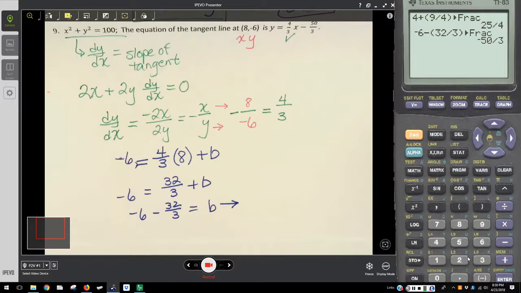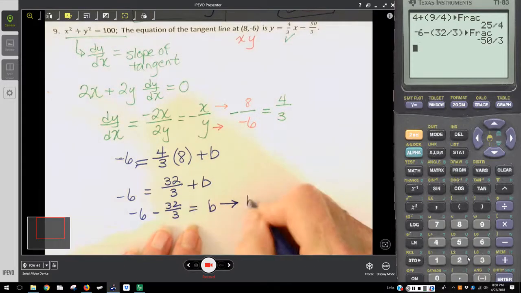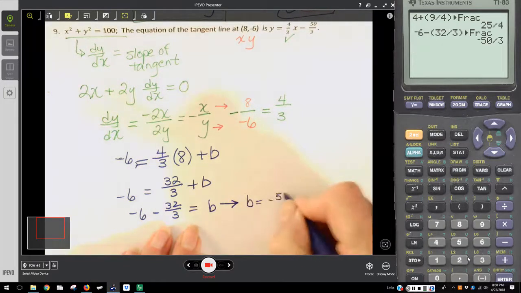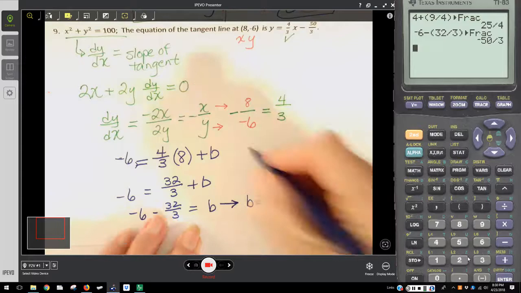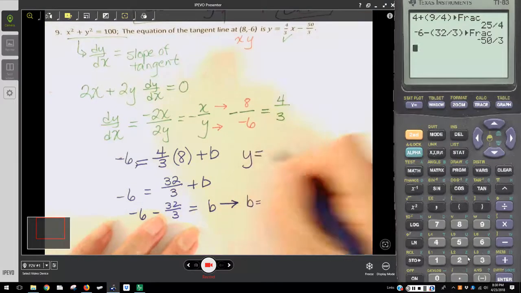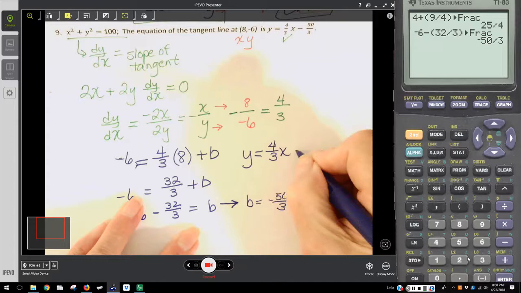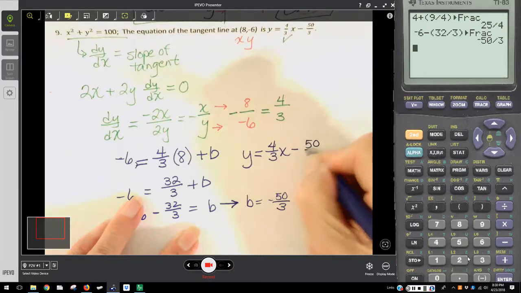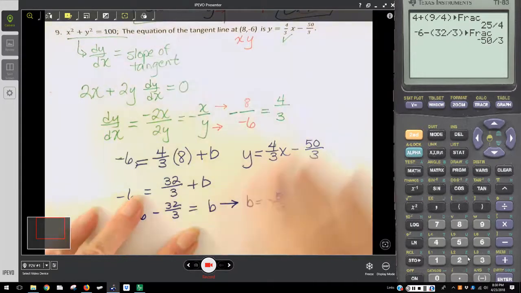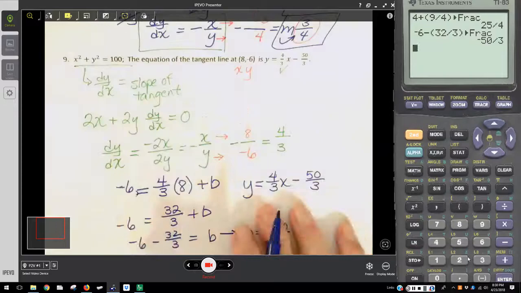And it is negative 50 over 3. So that means that y equals the slope, which is 4/3, times x minus 50 over 3, which is what we were told that it was.